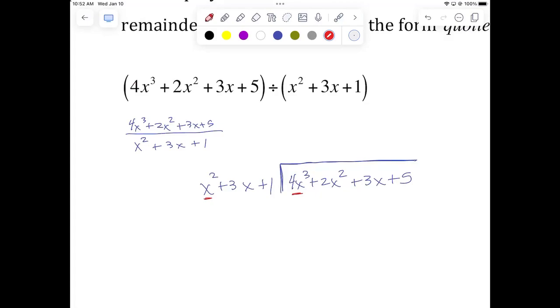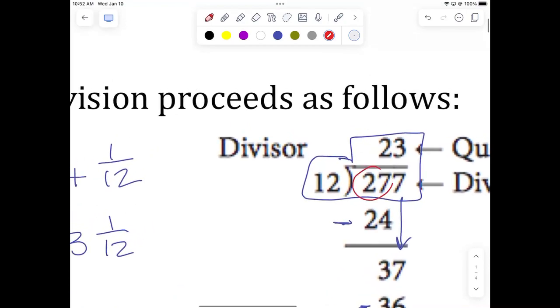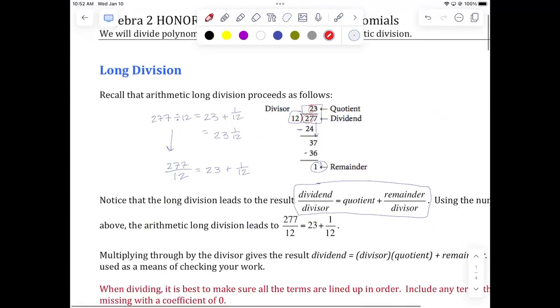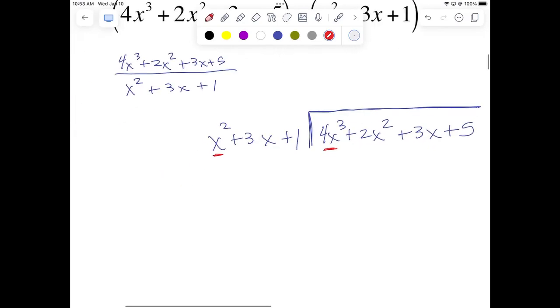How many times does x squared go into 4x cubed? Like up here, we asked ourselves that question: how many times did 12 go into 27? It went in twice. How many times does x squared go into 4x cubed? That's kind of a silly question. Once? A half a time? Well, here's what we're actually doing.